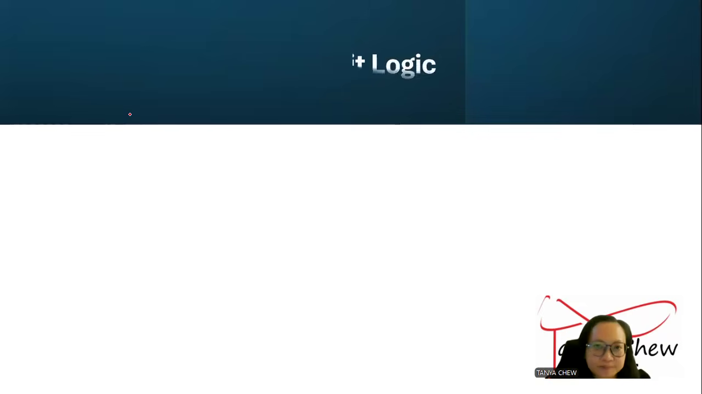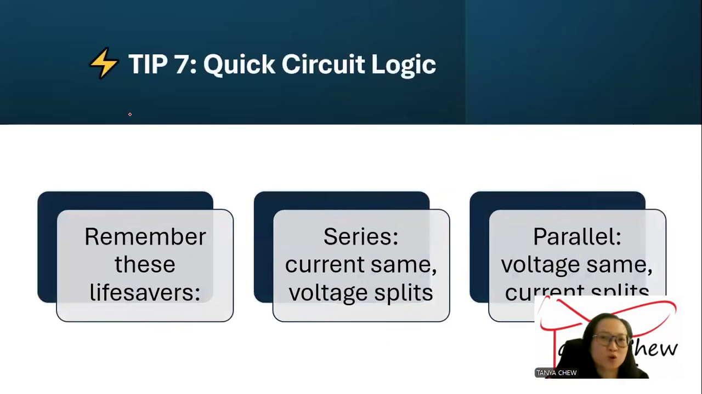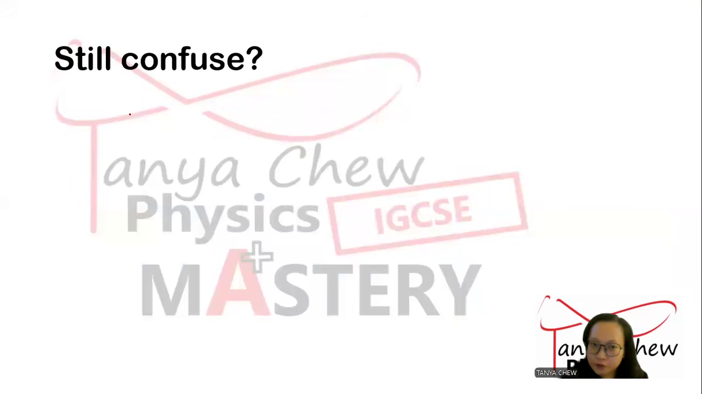Now, tip number 7, quick circuit logic. You just remember these lifesavers. In a series circuit, sure, a circuit question will be coming out. So in series, you have to remember current is the same, voltage splits. In parallel, voltage is the same, current will split. Is that okay? Or still confused?